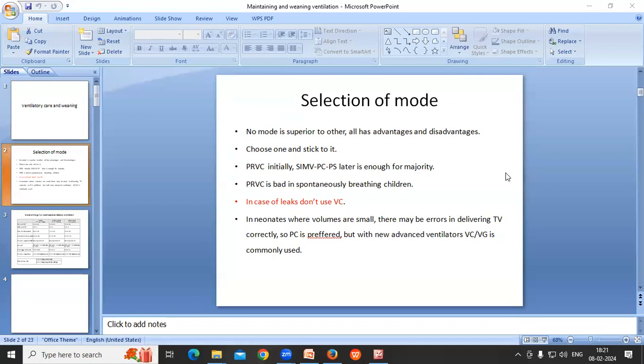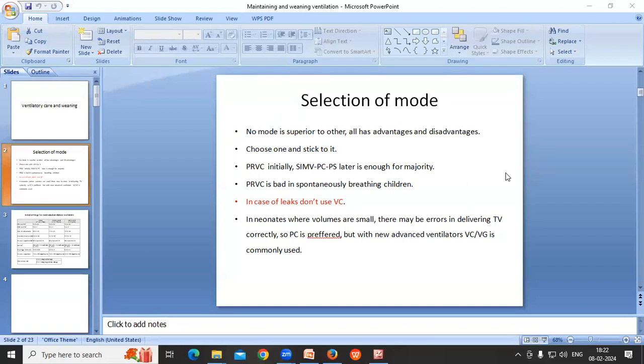But the only thing is, you need to know what manipulations to do when the child is not maintaining or is improving. That's all. And even if you don't want to use PRVC, I don't understand what PRVC is. You tell me one mode I want to choose: SIMV, PC, PS. If you use this mode, even for a paralyzed patient, a spontaneously breathing patient, and a completely normal patient like a weaning patient, that is enough.